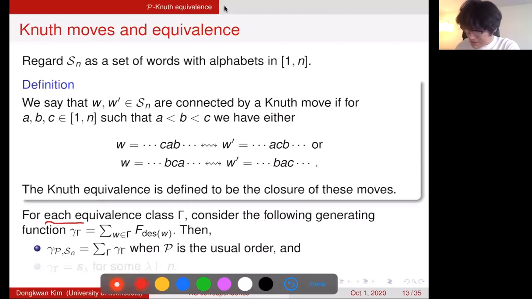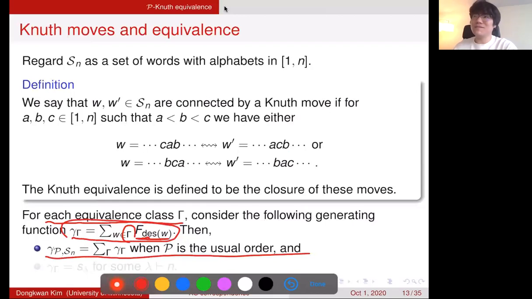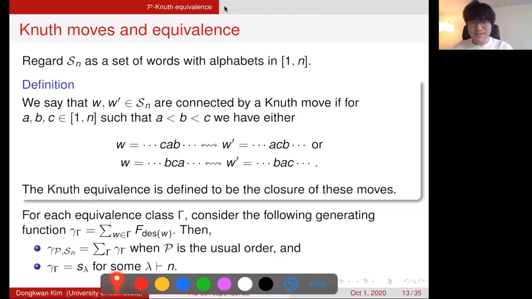Now, for each equivalence class gamma, consider the following generating function here. So you just restrict your attention to gamma. Here, it is a usual descent, which means that we are talking about the usual order, not just the arbitrary natural order. Then, surprisingly, I mean, this is trivial in a sense: it means that S_n is decomposed into equivalence classes. It's a set theory exercise. But the surprising thing is that each function is actually a Schur function, not only Schur positive, it's really just a single Schur function.